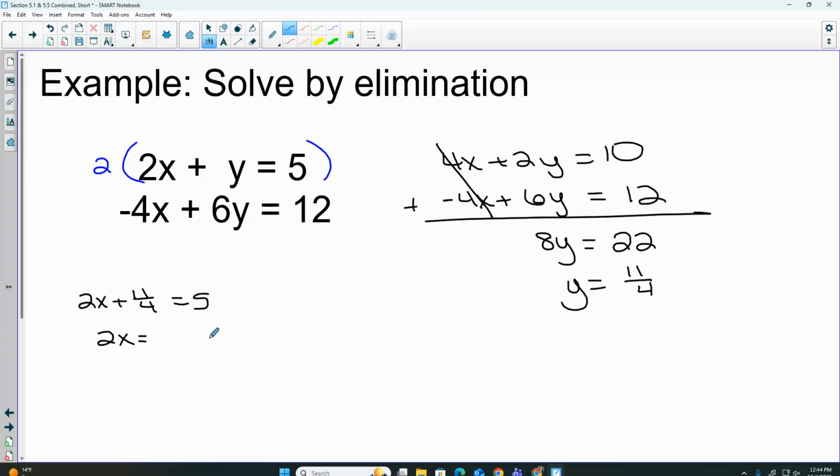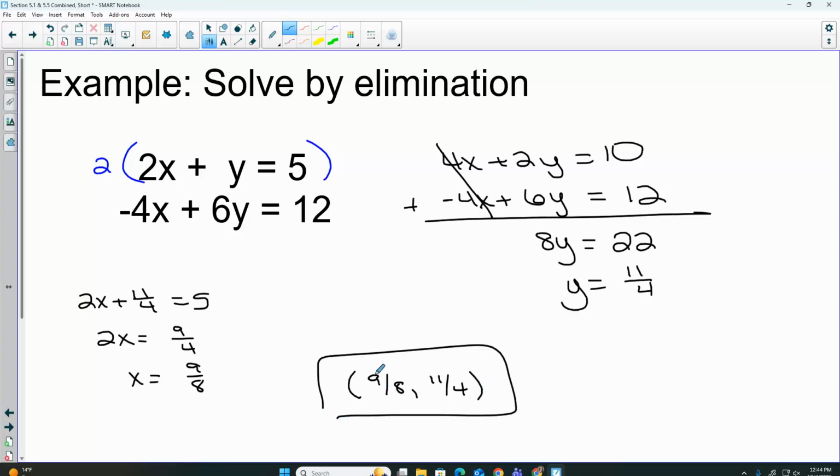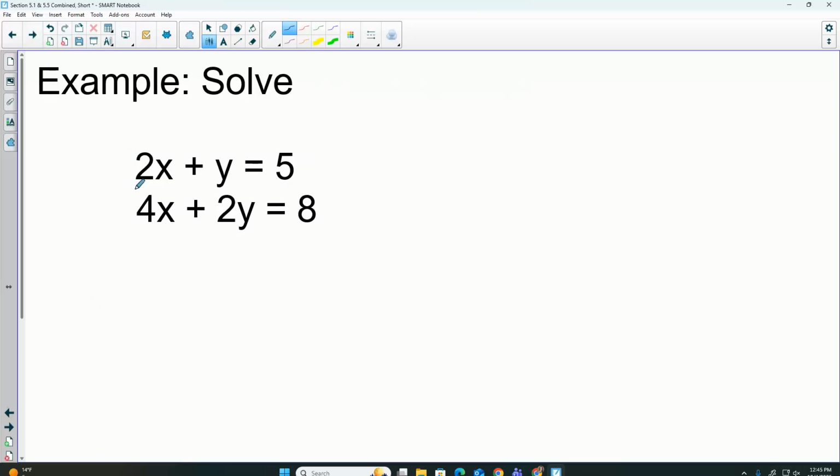So if I subtract over my 11/4, divide by 2, x is 9/8. So we get 9/8, 11/4 for our answer. So far, so good? Let's look at this one.